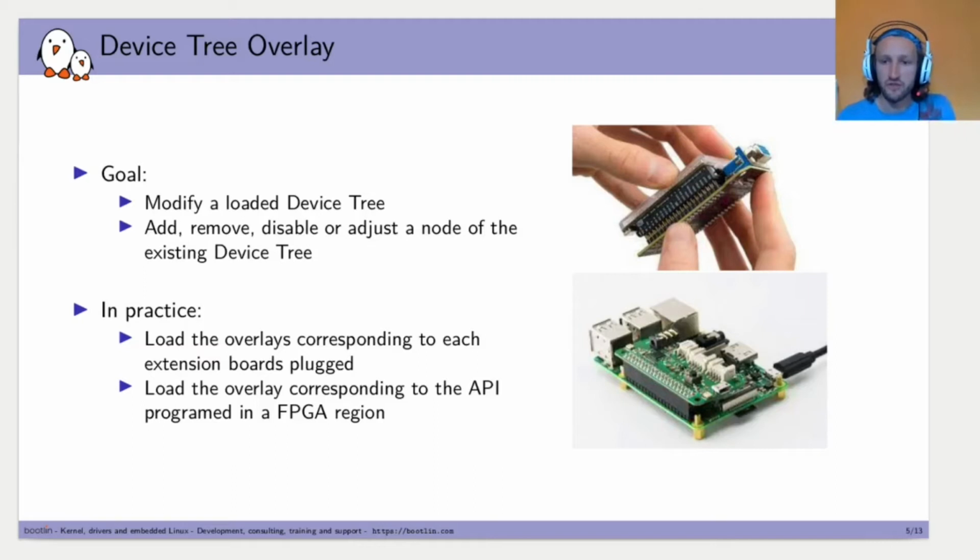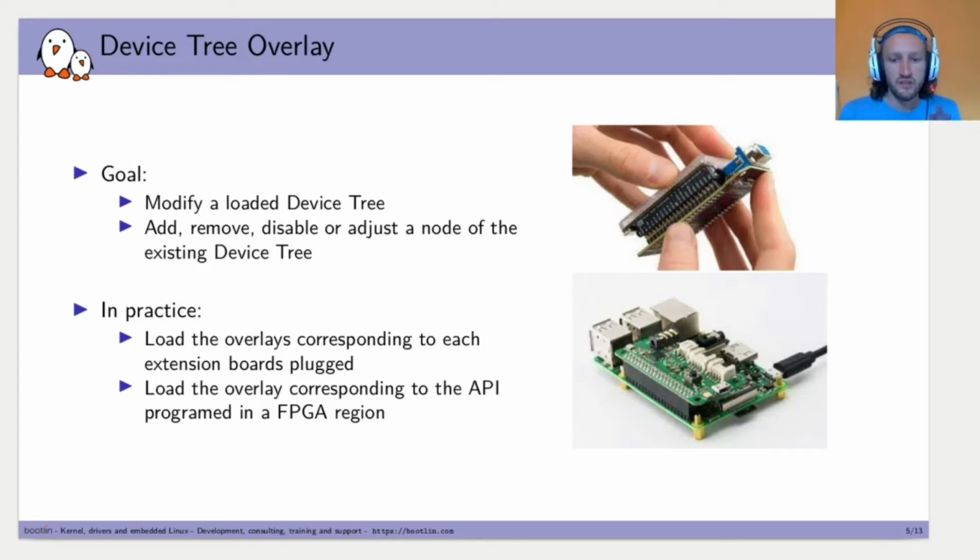Now, let's talk about device tree overlay. What is a device tree overlay and what is its goal? Its goal is to modify a loaded kernel device tree. Speaking about modifying, with an overlay we can add, remove, disable, and adjust existing nodes, or add parameters to an existing node. So you can do the same actions as you can do with the device tree.